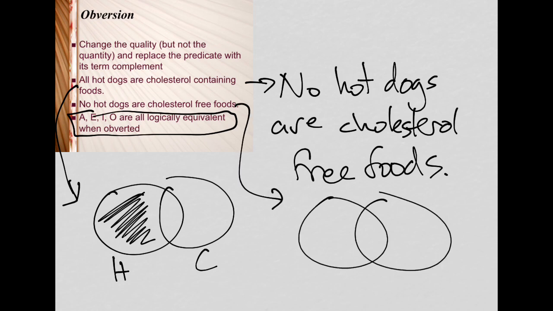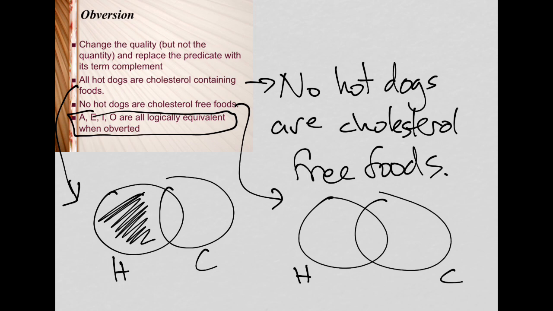And then our new statement here, our obverted statement, again, we have H and C. So now we have no, so that's good, right? We simply have to shade where hot dogs and cholesterol-free foods overlap. Now, the challenge here, right, is to remember this right-hand circle here. This C here stands for cholesterol-containing foods. It doesn't stand for cholesterol-free foods. So everything inside that circle is a cholesterol-containing food. Where are the cholesterol-free foods, right? Because we need to think about where they overlap the hot dogs.